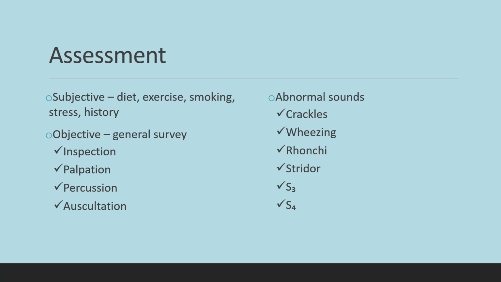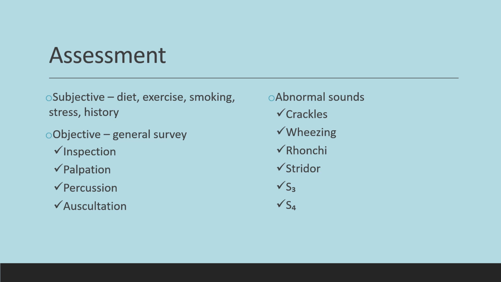Crackles indicate fluid filling the air sacs. This is a popping and a crackling sound. Wheezing is whistling or a musical sound heard on exhalation. Rhonchi is a rattling that is caused by an airway obstruction.